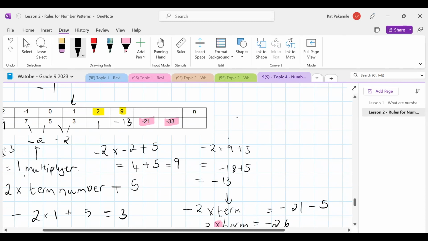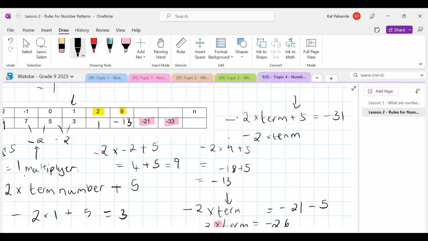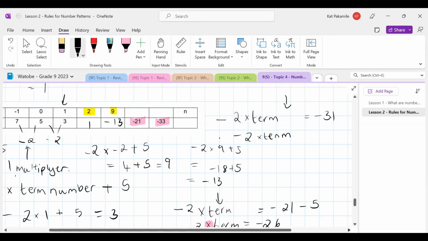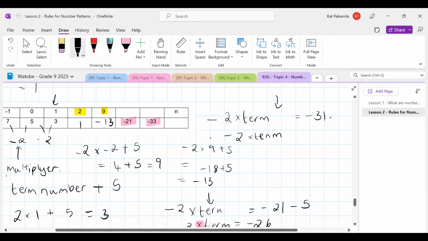Okay, so this time we want negative 2 times your term plus 5 to equal negative 31. Okay. So we said you first start by getting rid of the plus 5 by minusing 5 on both sides. So you're going to be left with negative 2 times term. If you subtract 5 from 5, then it's gone. Do you understand? It's going to be 5 minus 5, so your 5 will be gone. And then what you subtract on the left, you're going to have to subtract on the right. So it's going to be negative 5.